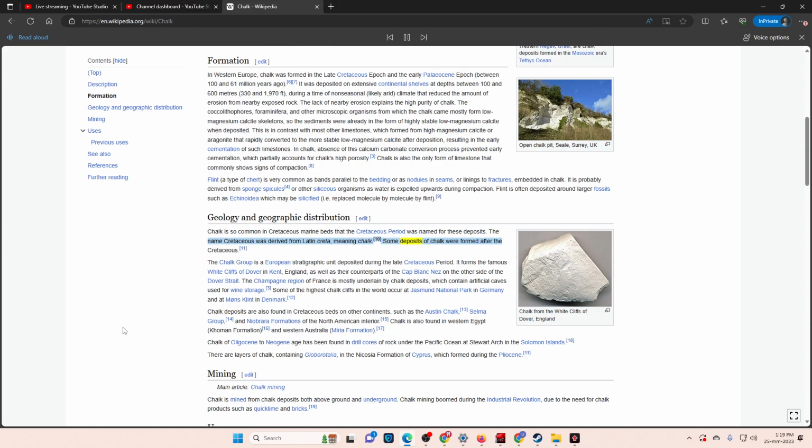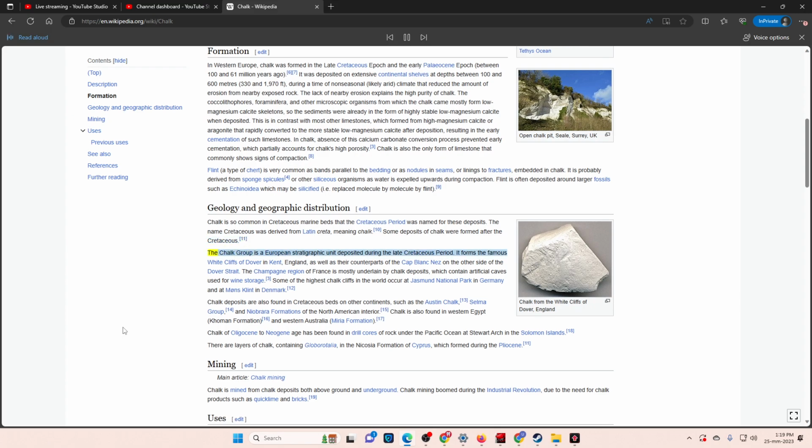Some deposits of chalk were formed after the Cretaceous. The chalk group is a European stratigraphic unit deposited during the late Cretaceous period.